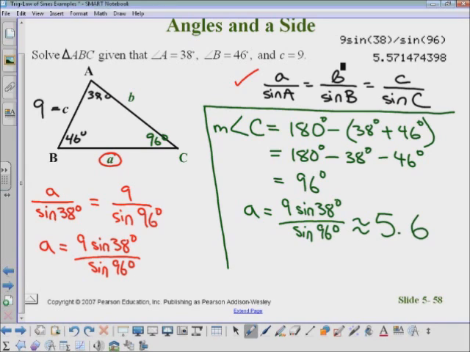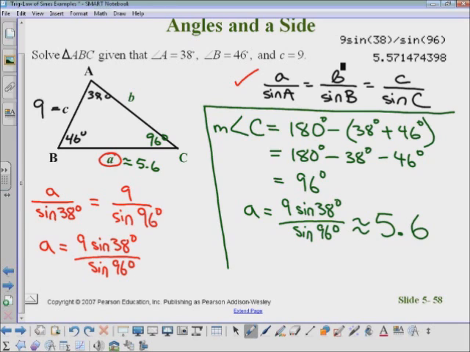My instructions, the book will probably be different, but my instructions will typically be round sides to the nearest tenth and round angles to the nearest degree. Okay, it just makes the arithmetic a little bit easier. Okay, and doesn't change the values that much. Okay, so we found side A to be about 5.6.